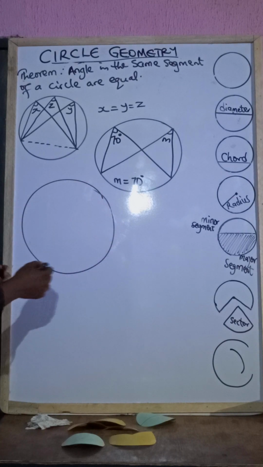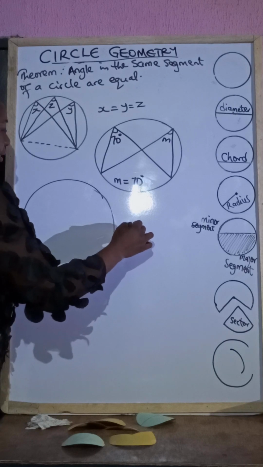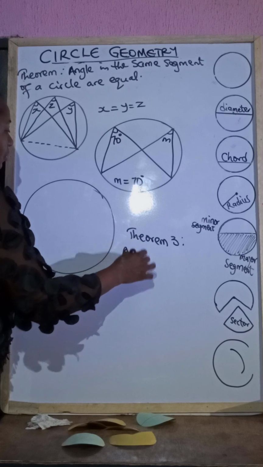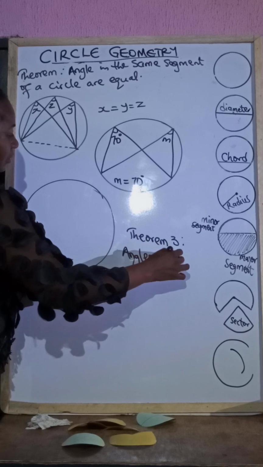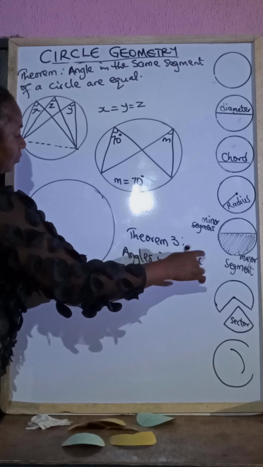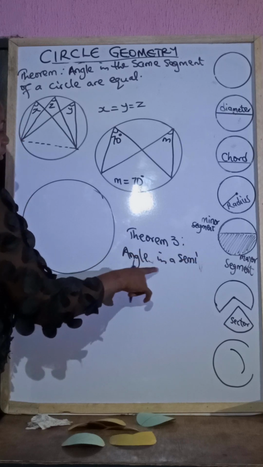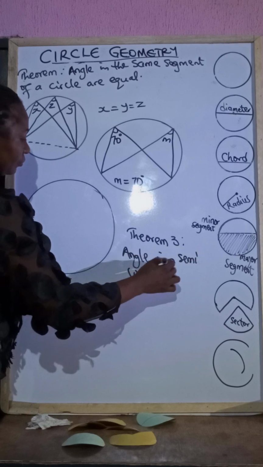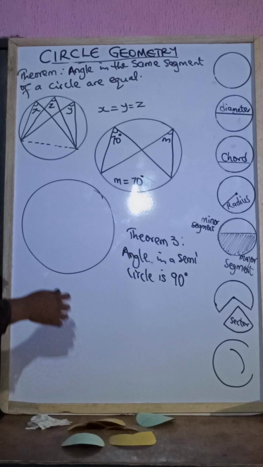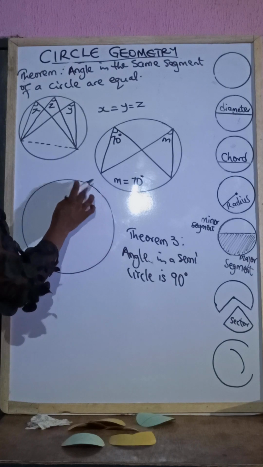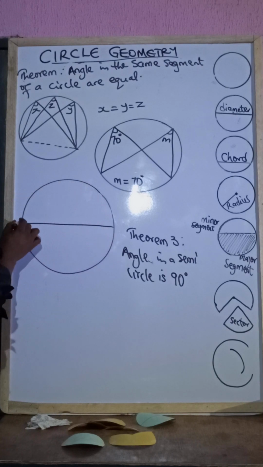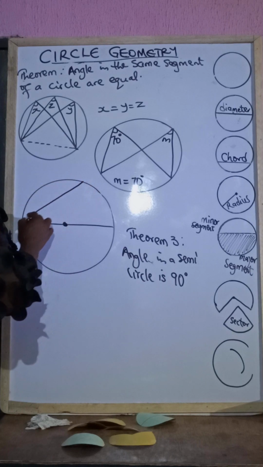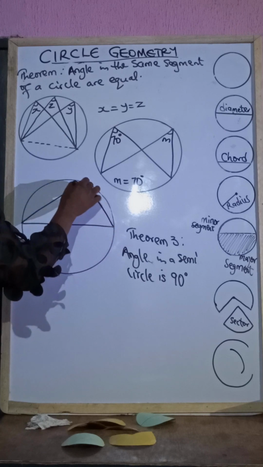The next theorem says angle in a semicircle is a right angle. Theorem 3 says that angle in a semicircle is a right angle, or is 90 degrees. Now we have this. Let this be the diameter. So it means that here is the center of the circle. So we are trying to say that the angle here is 90 degrees.